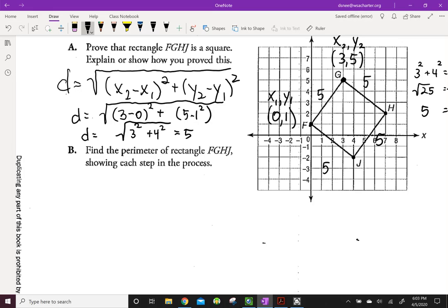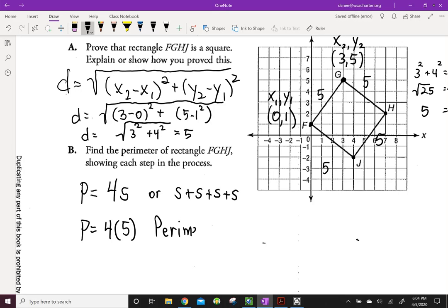But we're going to move on to B, where it says find the perimeter of the rectangle showing each step in the process. Well, we already found the length of each side, and we know that the perimeter of a square is equal to 4 times S, or S plus S plus S plus S. P is perimeter and S is side, so P equals 4 times 5. So the perimeter is equal to 20 units.